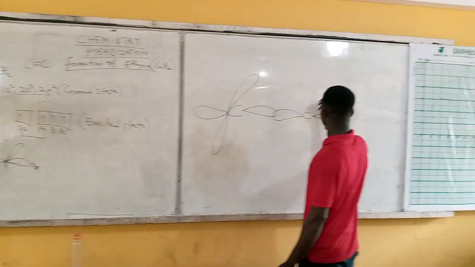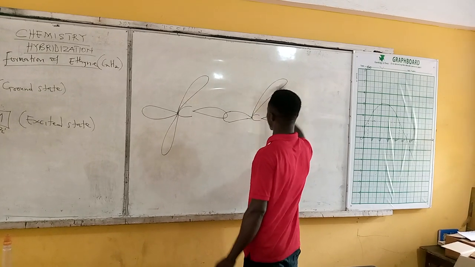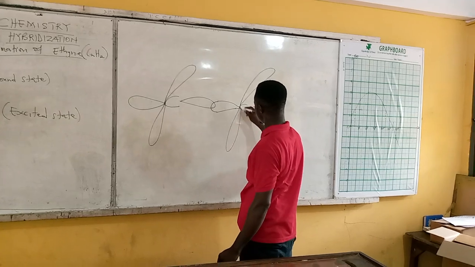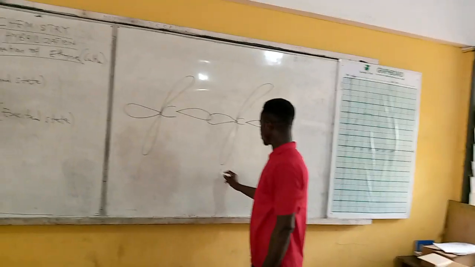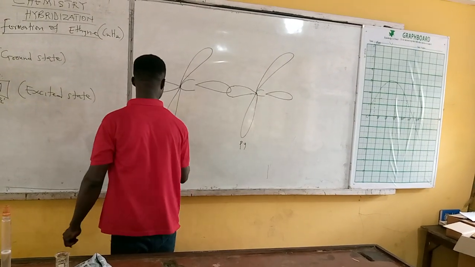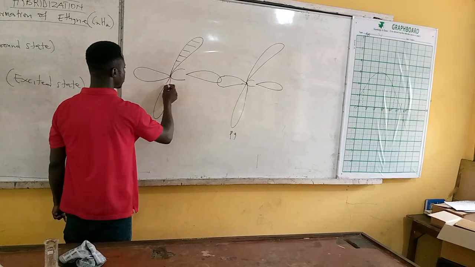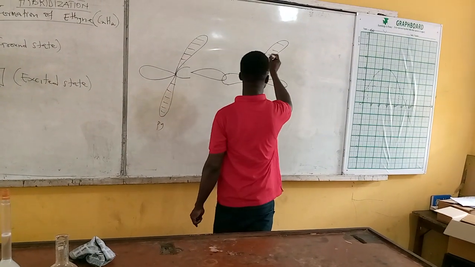Now the same thing is happening here. So this will also behave like this. It's like something slanting a bit. Okay. The same thing is happening here. So this is what we call py. This is py. This is unhybridized. So let me shade that portion. This is py. Shade that portion so that it will be obvious.